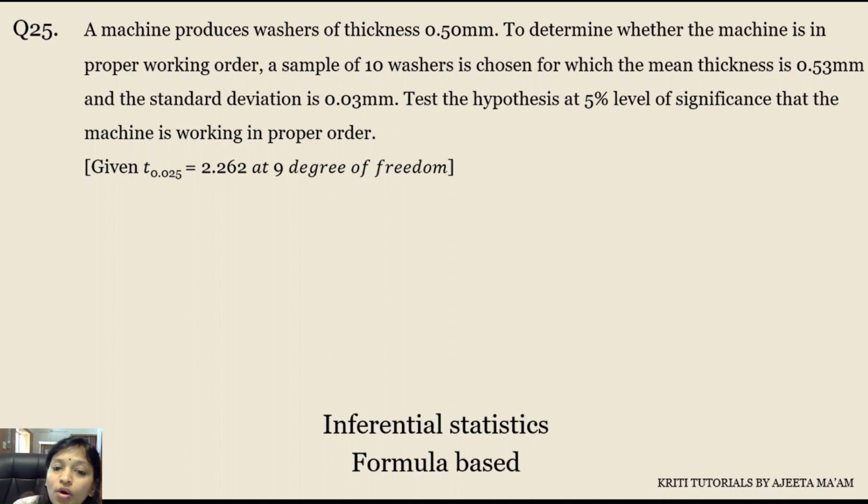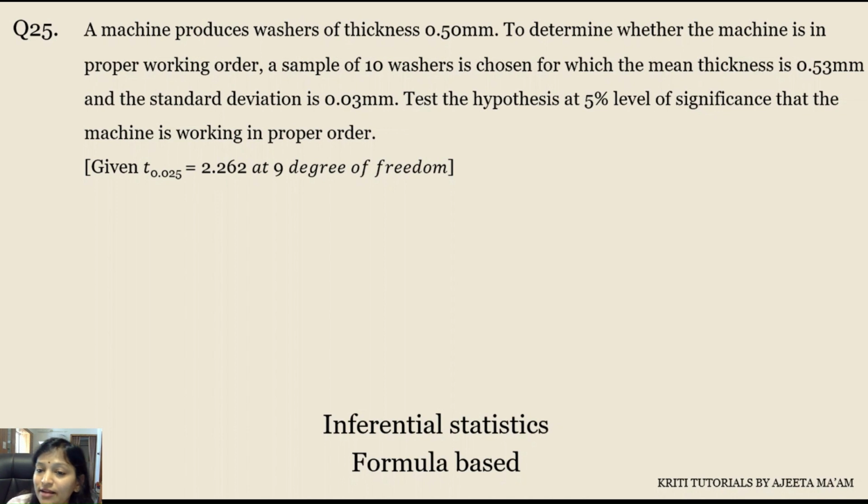So now, what is given to you? A machine produces washers of thickness 0.50 mm. To determine whether the machine is in proper working order, a sample of 10 washers is chosen for which the mean thickness is 0.53 mm and the standard deviation is 0.03 mm. Test the hypothesis at 5% level of significance that the machine is working in proper order.